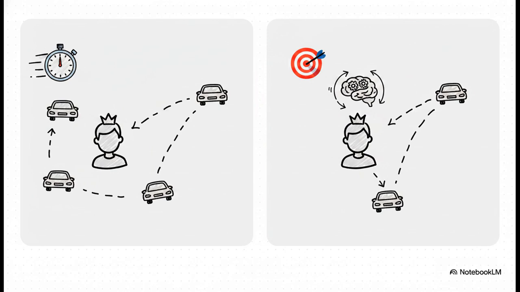And here's another one. Should the system match you with the very first good driver it finds? Or should it take a few extra seconds to analyze more options to find the absolute perfect one? The first choice gets you a car faster, which is great for you. But the second one might be more efficient for the whole network. Uber is constantly tuning this balance.